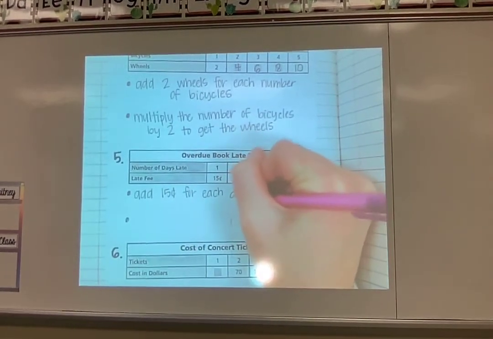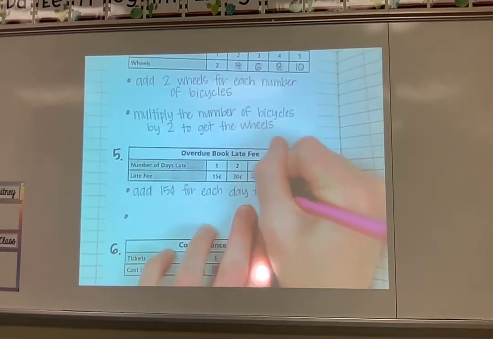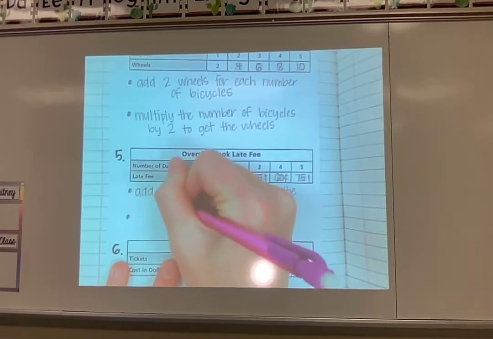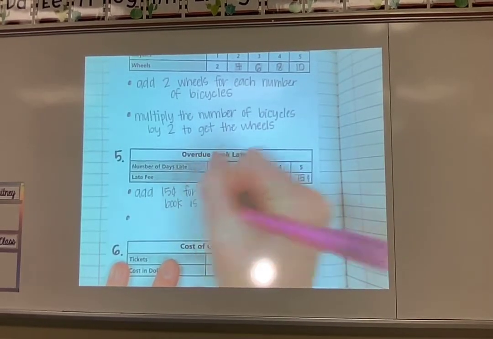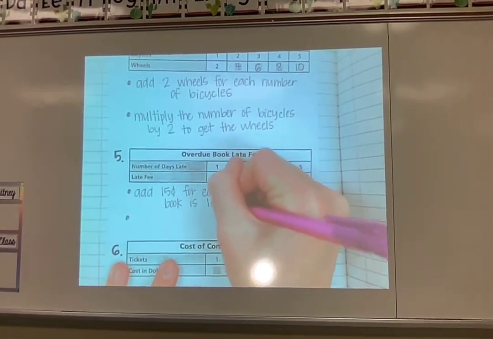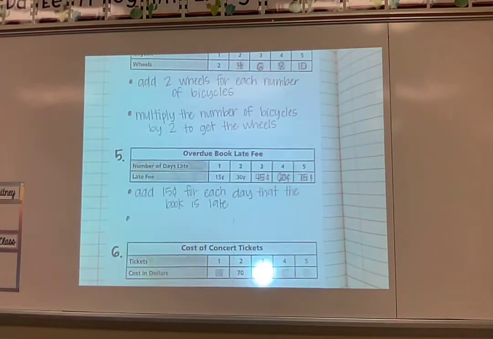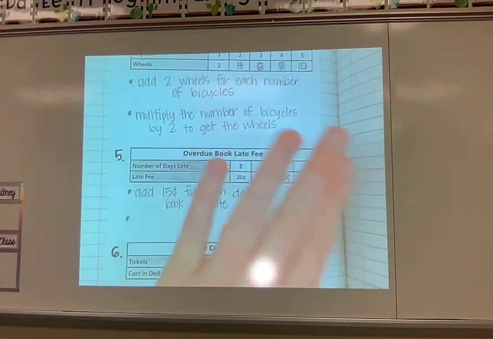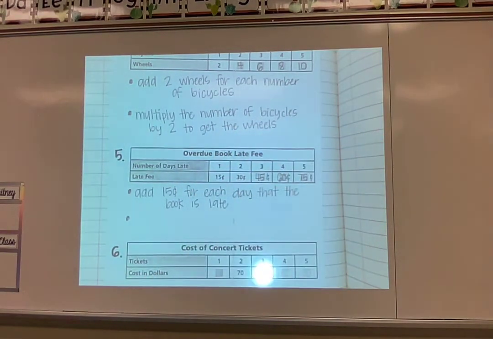Each day that the book is late. So for instance, if my book was just late 1 day, it would be 15 cents. But if my book was late for 4 days, I could do 15 plus 15 plus 15 plus 15, and that would tell me that it's 60 cents for my late fee.